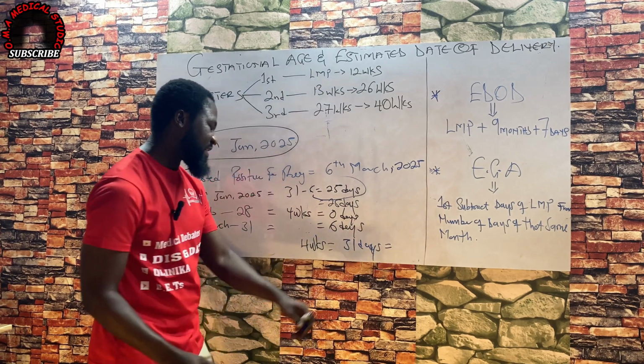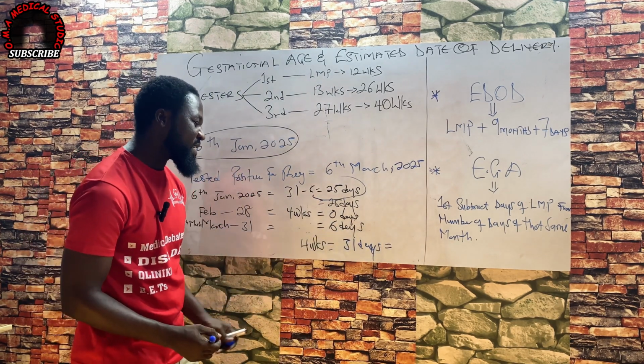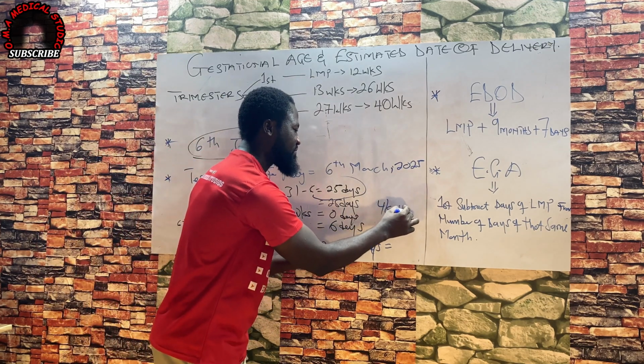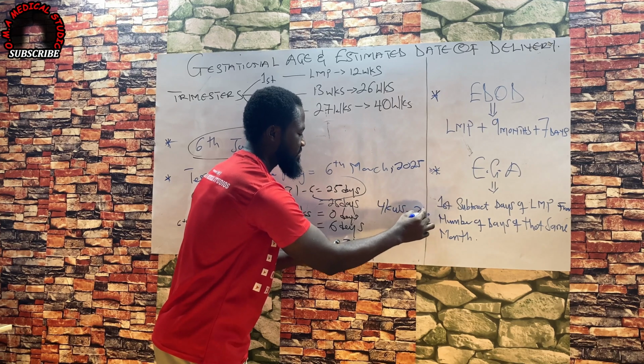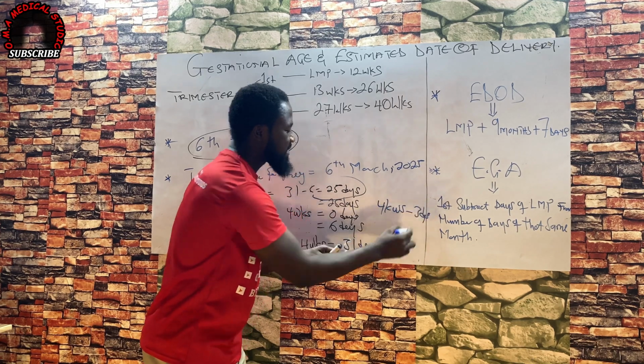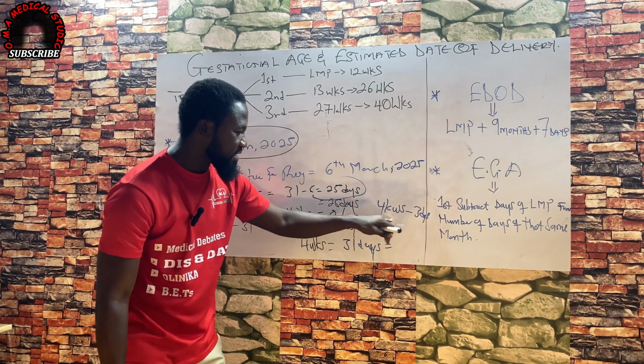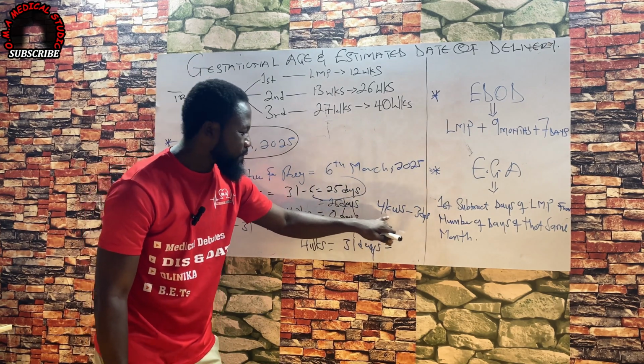Let's convert 31 days into weeks. Basically, we are going to have 4 weeks, 3 days. A week is 7 days. So 7 times 4 is 28, and 28 plus 3 is 31. So 4 weeks, 3 days.